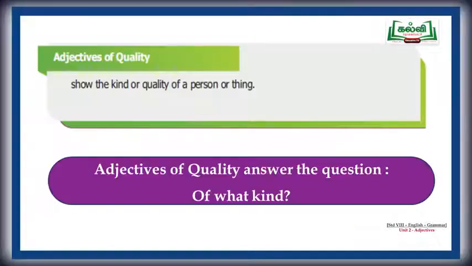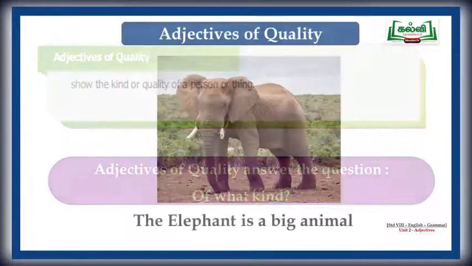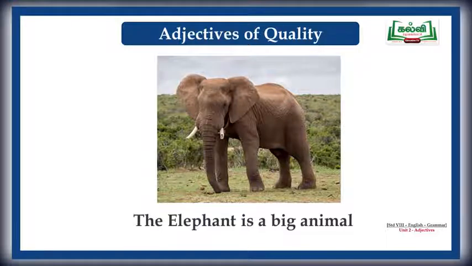That means it shows the kind or quality of a person or a thing. We can say in a simple way that adjectives of quality answer the question of what kind. See this picture now. Here it is an elephant. The elephant is a big animal. Is it a small animal? No, it is a big animal. We know it very well. Here big is a word which describes, which modifies that elephant, that is animal. So, automatically big is an adjective of quality.